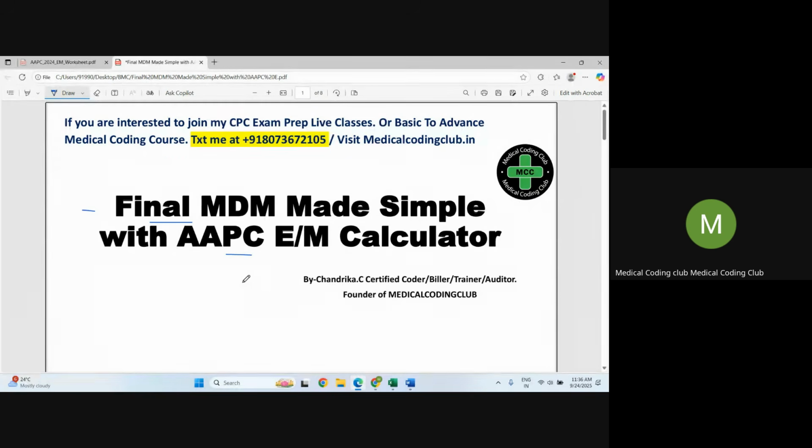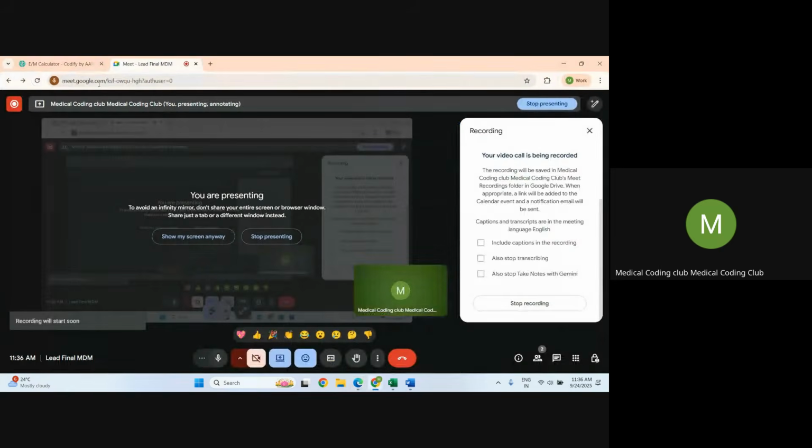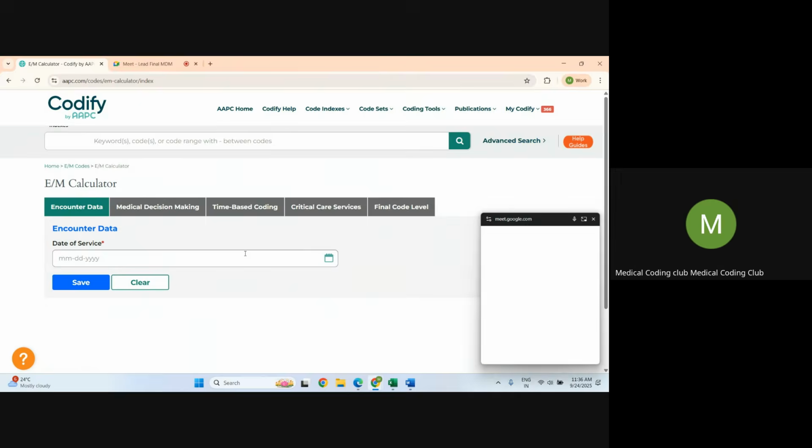This is Chandrika. In today's session, I am going to show you how to arrive at the final MDM level utilizing the AAPC E/M calculator. If you're already an E/M expert, you don't have to use the AAPC calculator. But if you are a beginner, if you have recently got certified and you are exploring how to arrive at the final MDM, then definitely the AAPC E/M calculator is the best resource or tool that you have. You can utilize that and you can learn a lot. In today's session, I'm also going to navigate through Codify, utilizing this calculator.